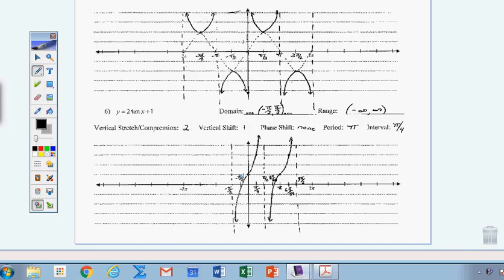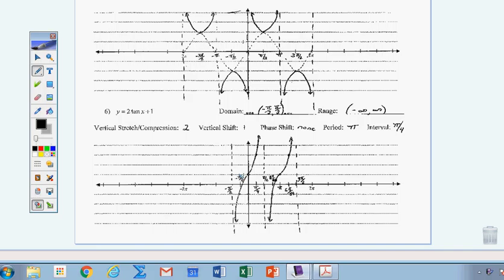And then my asymptotes are going to be at pi over 2 and negative pi over 2. Because that's where, without any shifts, tangent is undefined, right? So I know my domain would be negative pi over 2 to pi over 2. That's one full period. And my range is negative infinity to infinity.